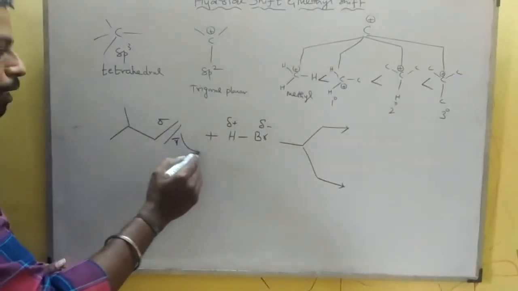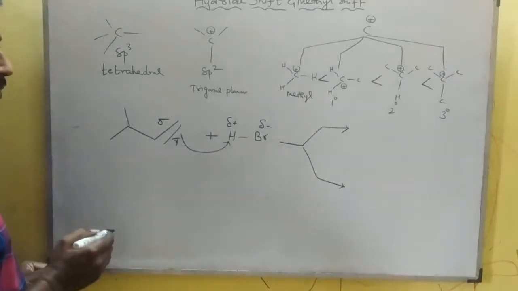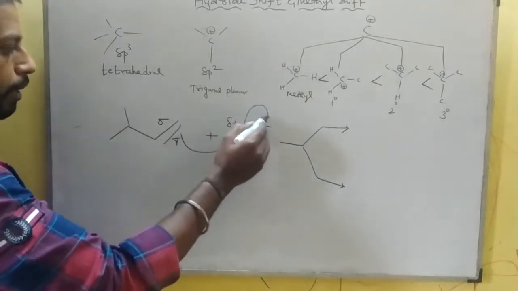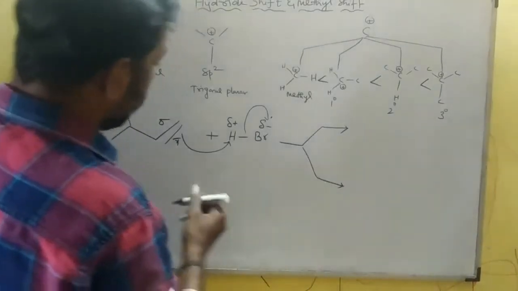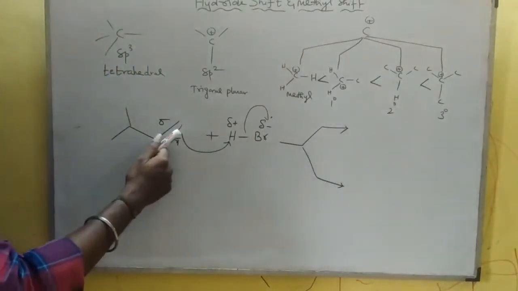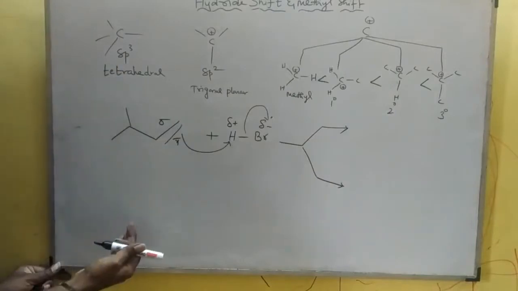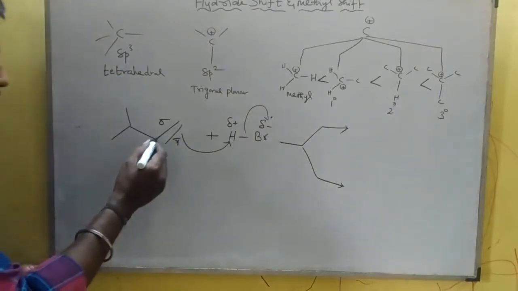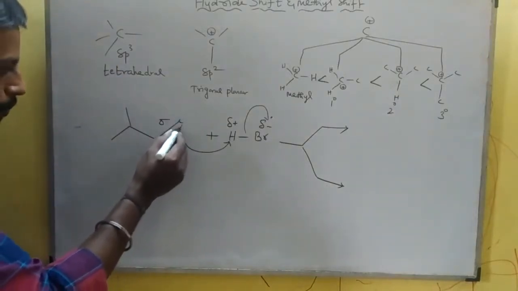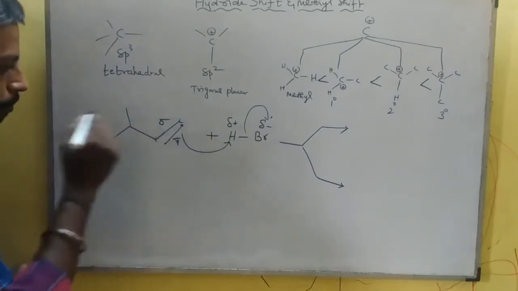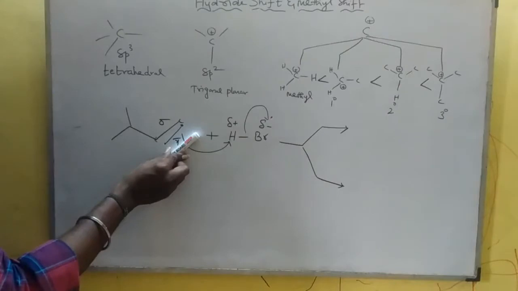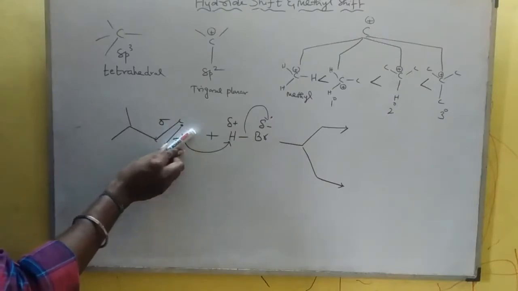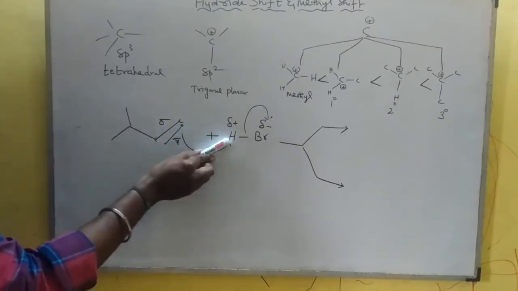So the attack takes place like this. Therefore, this bond is taken by this Br. Now I write it like this. When this pi bond attacks this hydrogen, there are actually two possibilities, because the pi electron pair is shared between these two carbons. So this electron pair can attack this hydrogen in two ways.